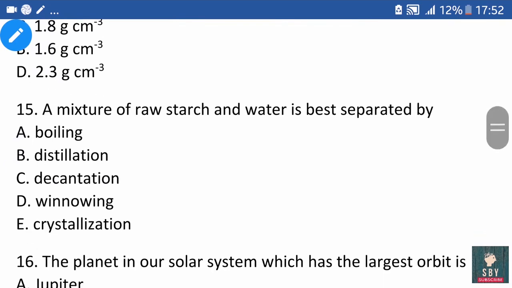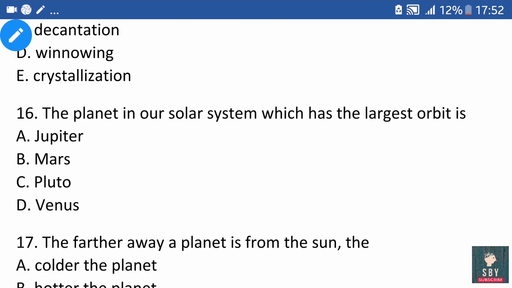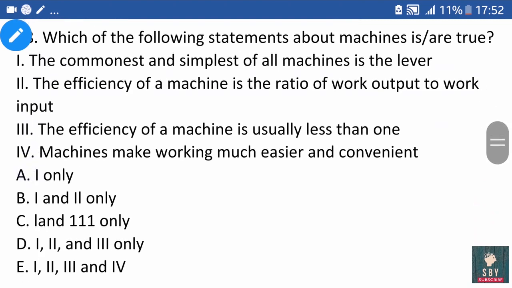Then question 15, separation of mixtures. You find questions on separation of mixtures in almost every year. The planets, so the solar system as well. Number 17 deals with the solar system. Then question 18 is about machines. So know about machines, read about friction and how to calculate velocity ratio, mechanical advantage, and the formula for efficiency. There are about 2 or 3 formulas for calculating the efficiency of a machine.